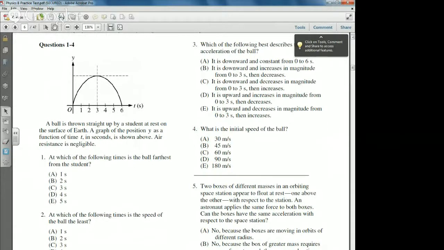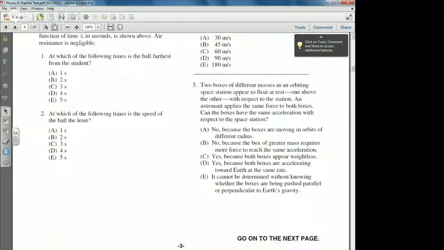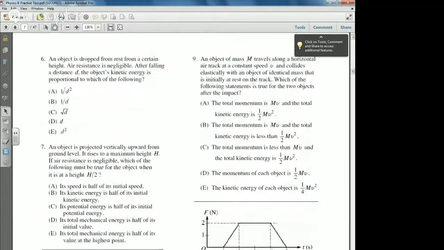Everyone understands that gravity only points down, right? It never points up. Don't confuse gravity with velocity. Okay, then let's just jump right to the second page. Number 6. All right, number 6.